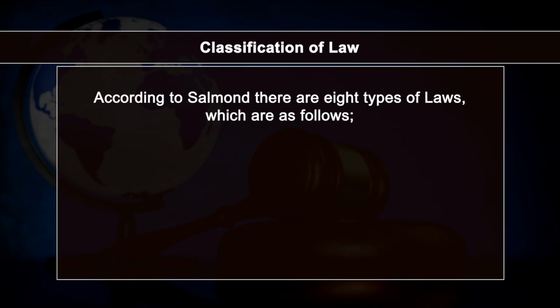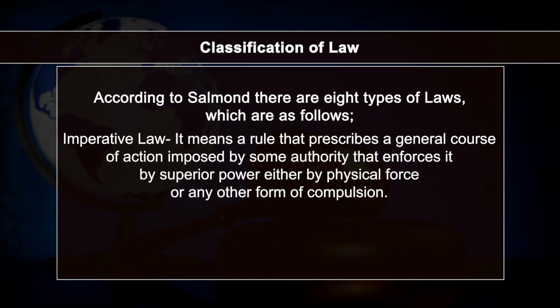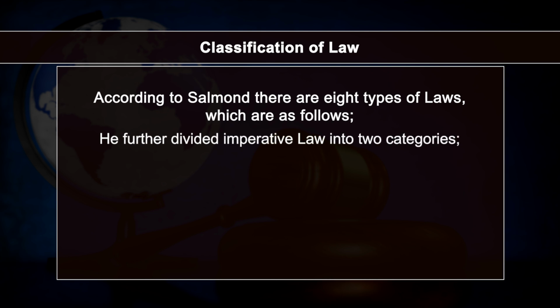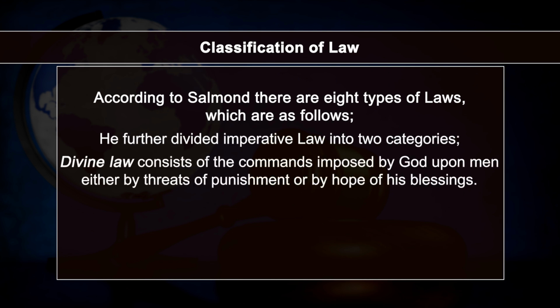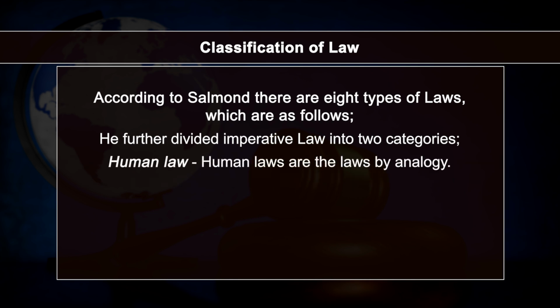According to Salmond, there are 8 types of laws, which are as under. First one is imperative law. It means a rule that prescribes a general course of action imposed by some authority that enforces it by superior power, either by physical force or any other form of compulsion. He further divided imperative law into 2 categories. Divine law consists of the commands imposed by God upon men, either by threats of punishment or by hope of his blessings. Second one is human law.